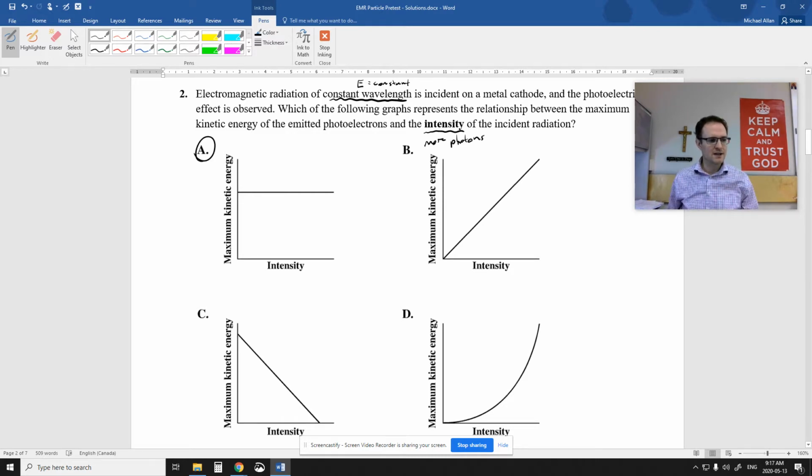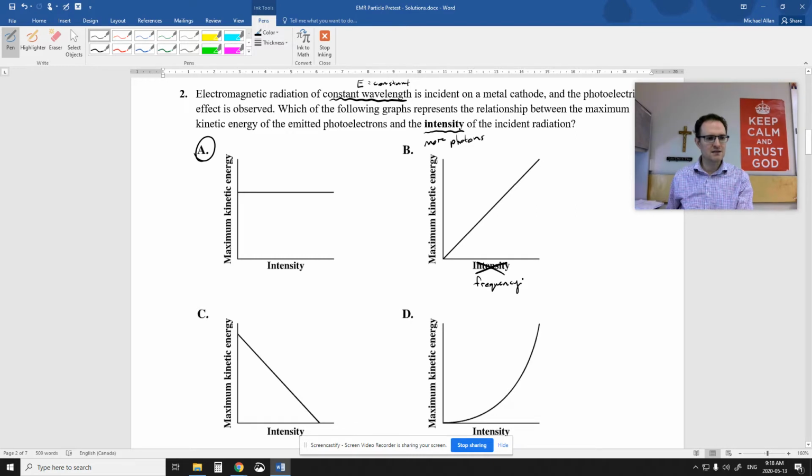None of these other ones make any sense. B would make sense if down here, rather than intensity, this said frequency or wavelength or energy of the photon. Let's say I change that to frequency.